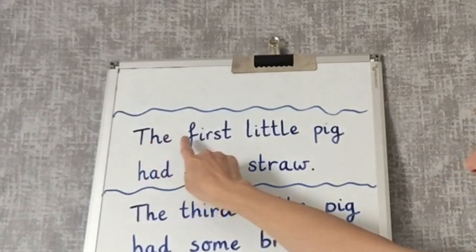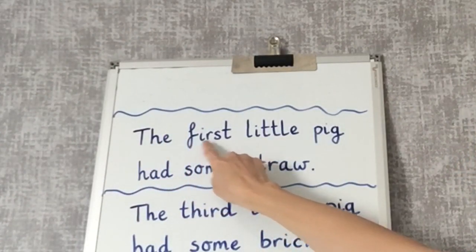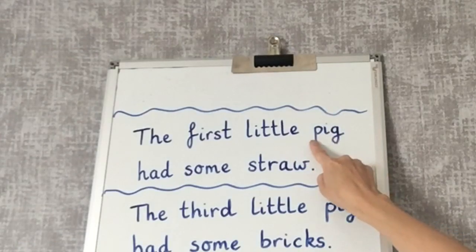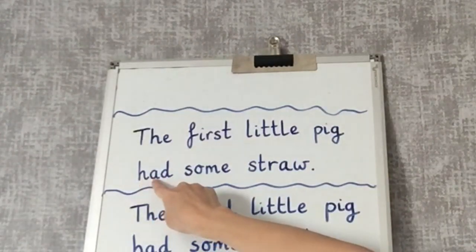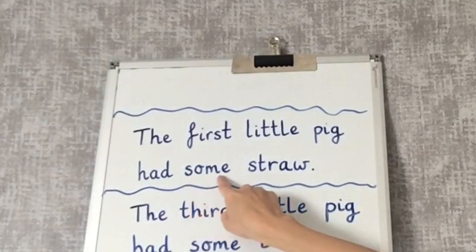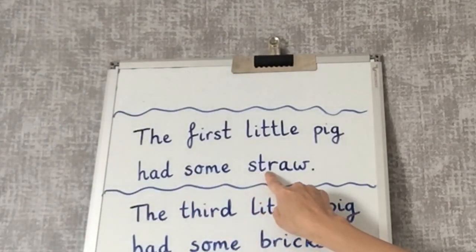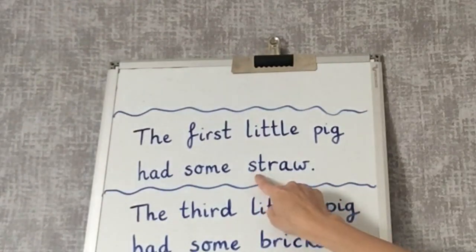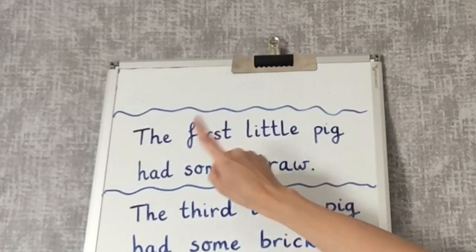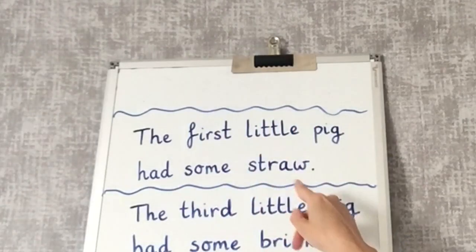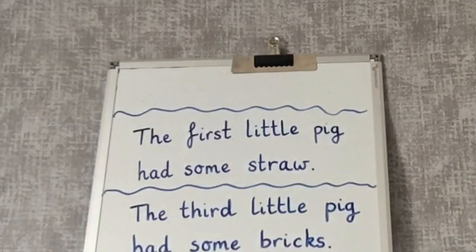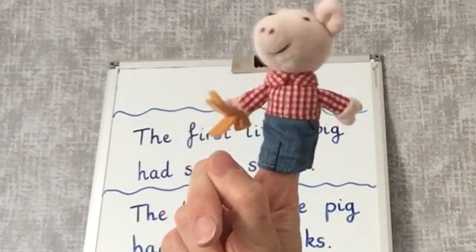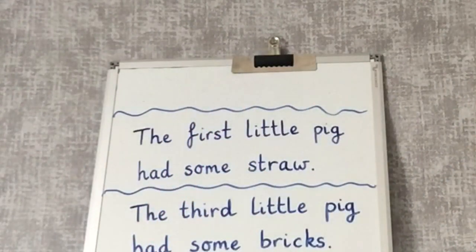So the first little pig had some, now I'm going to blend those together to make it easier. So I get straw. The first little pig had some straw. Well, I think I know where that one goes, but I'm going to just check by reading the other phrases too. Here we go. I've got the little pig with some straw here. Have a go at the next one. Ready?